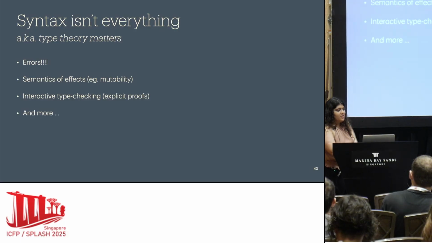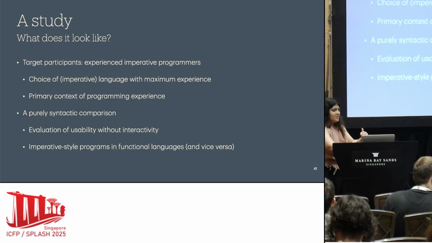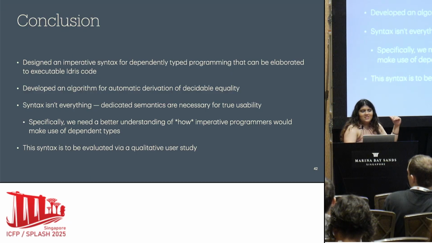Bunch of other stuff that we care about. If you care about the actual type theory, come talk to me later. A study that we're looking for, a bunch of parameters that we have to discover, that we have to decide. Mainly, what is the target participant, and what does it mean to do a purely syntactic comparison, and does that even help? That's it, because I'm out of time.